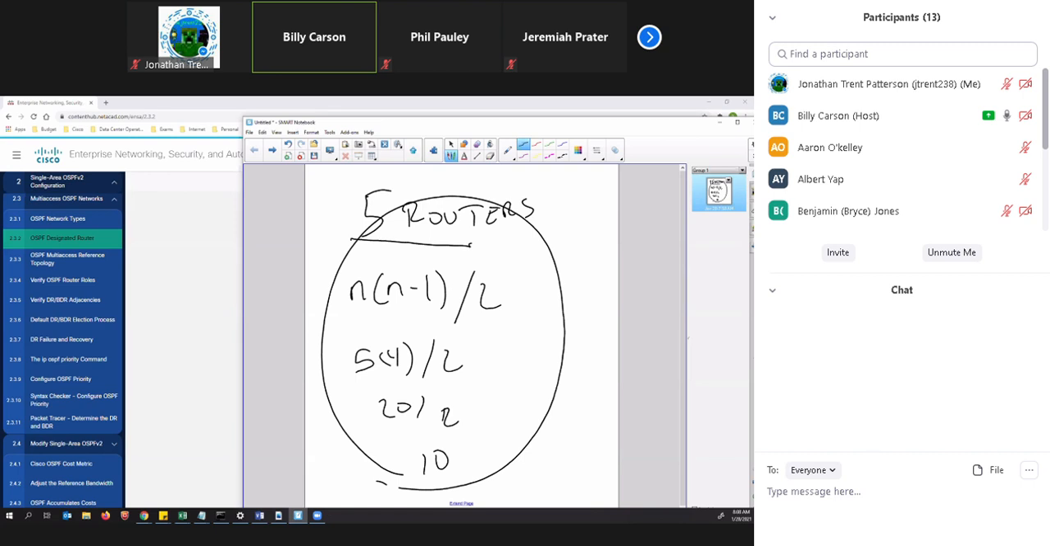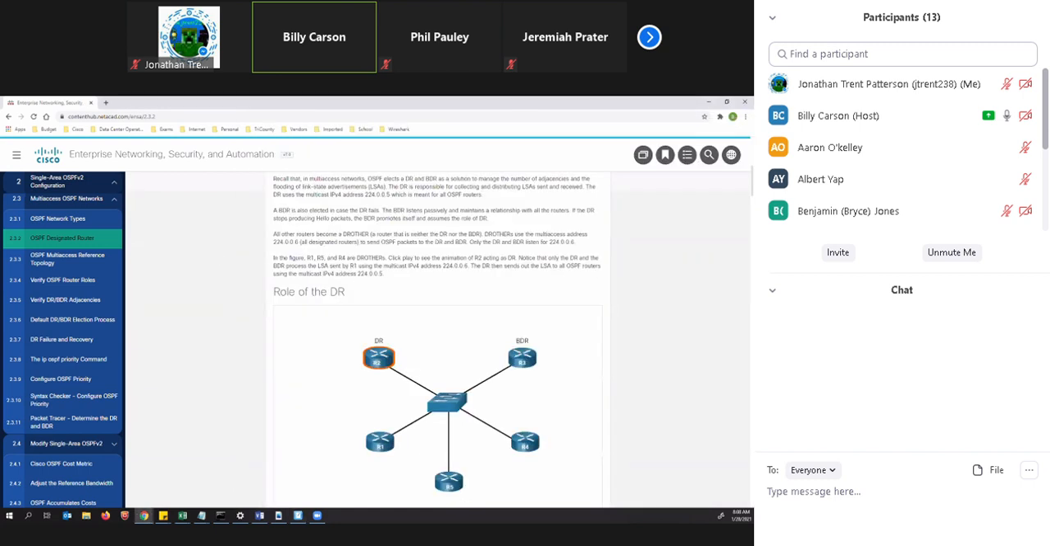Plus you've got your resources being utilized, your processor, your memory, all that kind of stuff. So to help with that, something was created called a DR and a BDR. You remember what the DR stands for? Designated router, yes. And then you have the BDR. What's the BDR? Backup designated router, right.